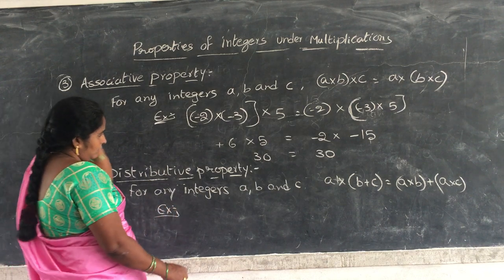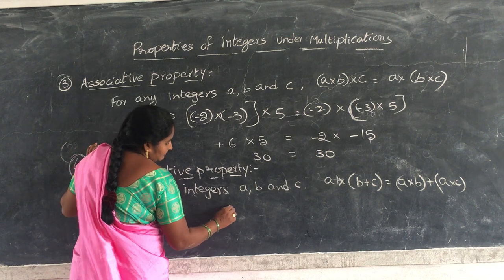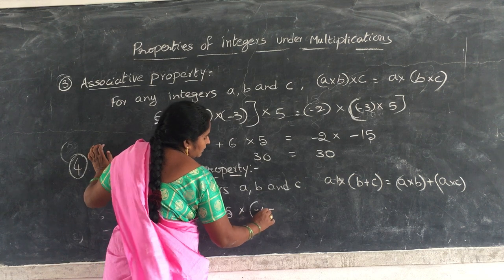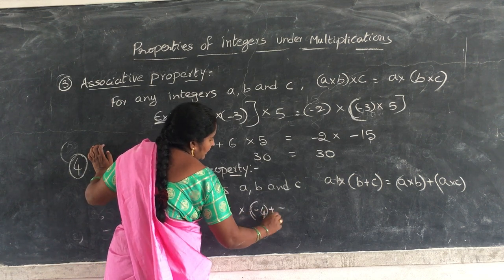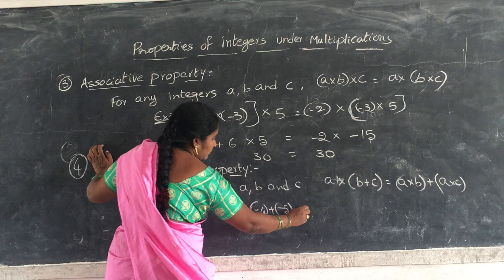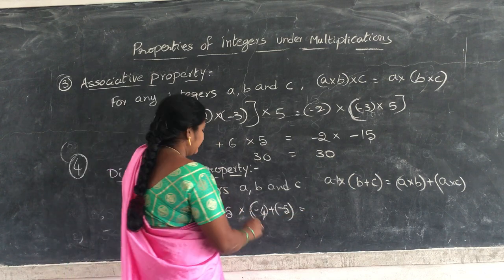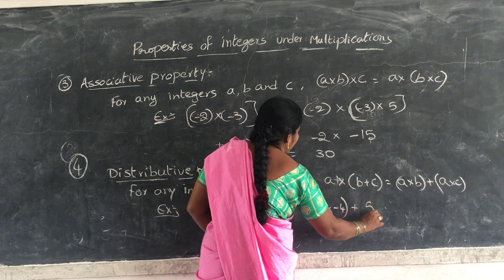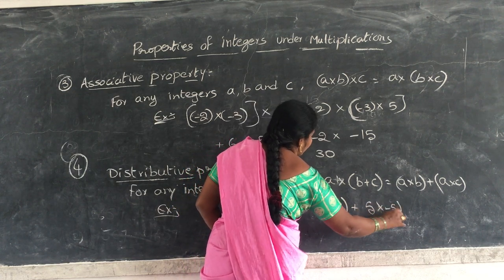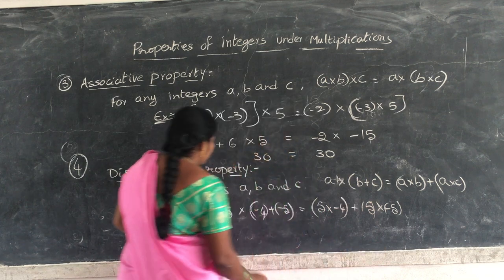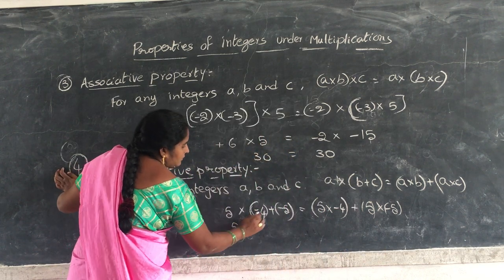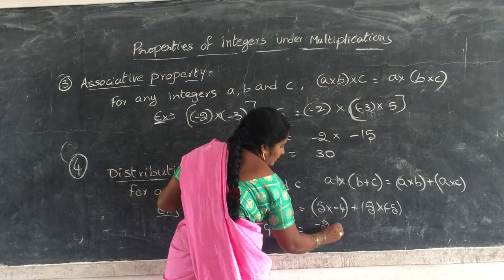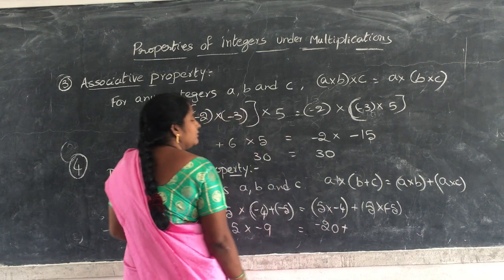Example: 5 into minus 4 plus minus 5. 5 into minus 4 plus 5 into minus 5. Sorry, 5 into minus 4 plus minus 9. 5 into minus 4 is minus 20, plus 5 into minus 5 is minus 25.